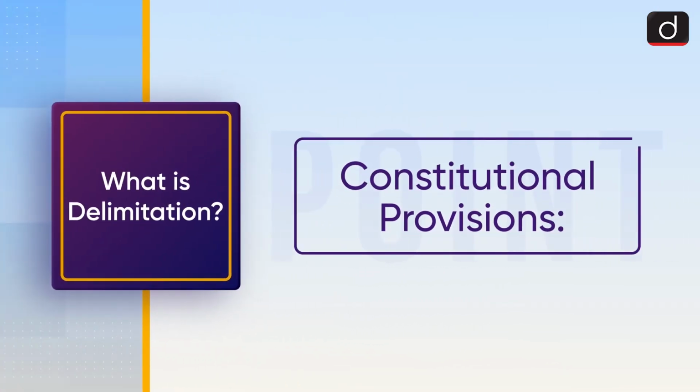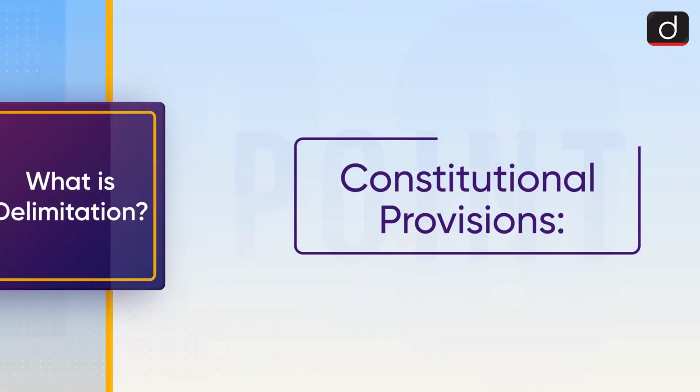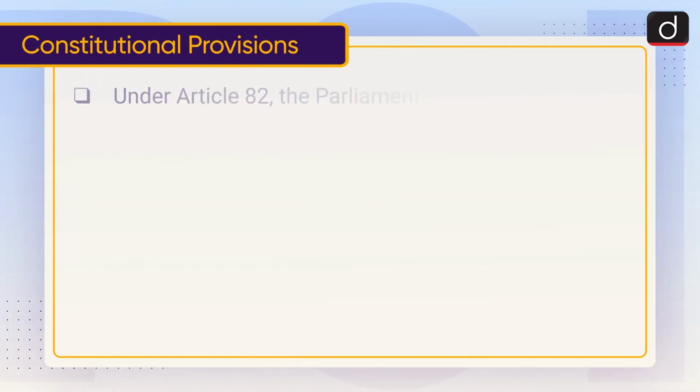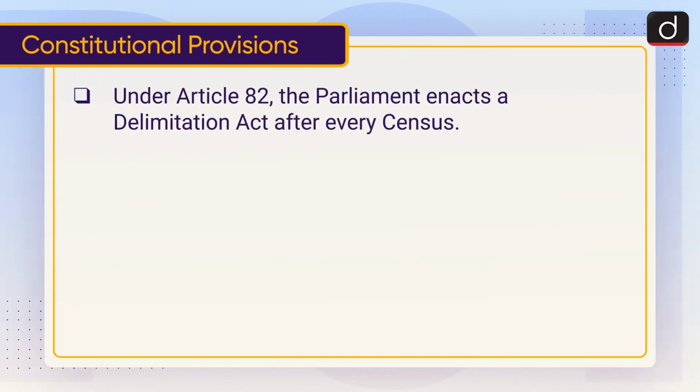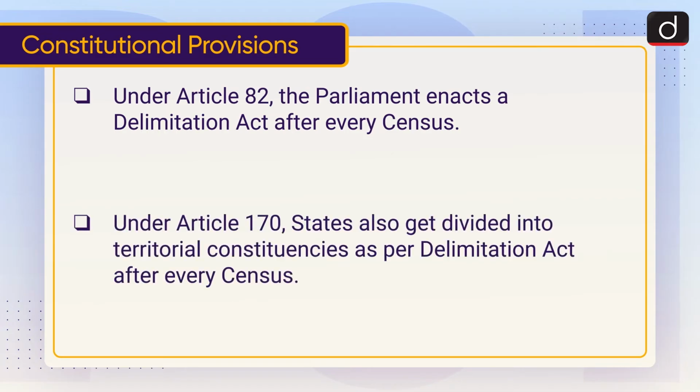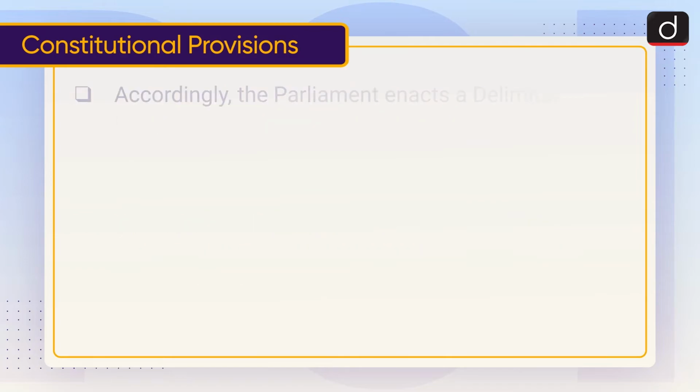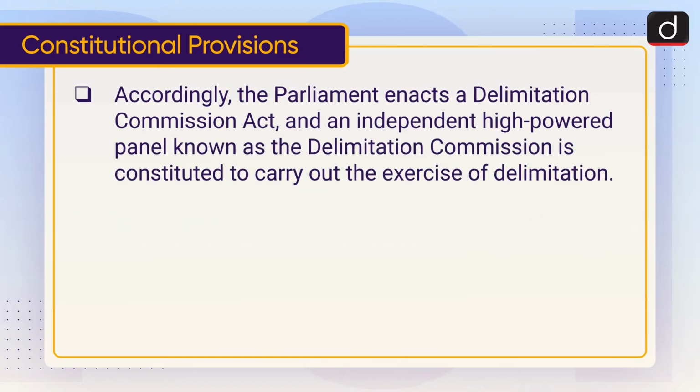Now let's discuss the constitutional provisions. Under Article 82, the Parliament enacts a Delimitation Act after every census. Under Article 170, states also get divided into territorial constituencies as per the Delimitation Act after every census. Accordingly, the Parliament enacts a Delimitation Commission Act, and an independent high-powered panel known as the Delimitation Commission is constituted to carry out the exercise of delimitation.